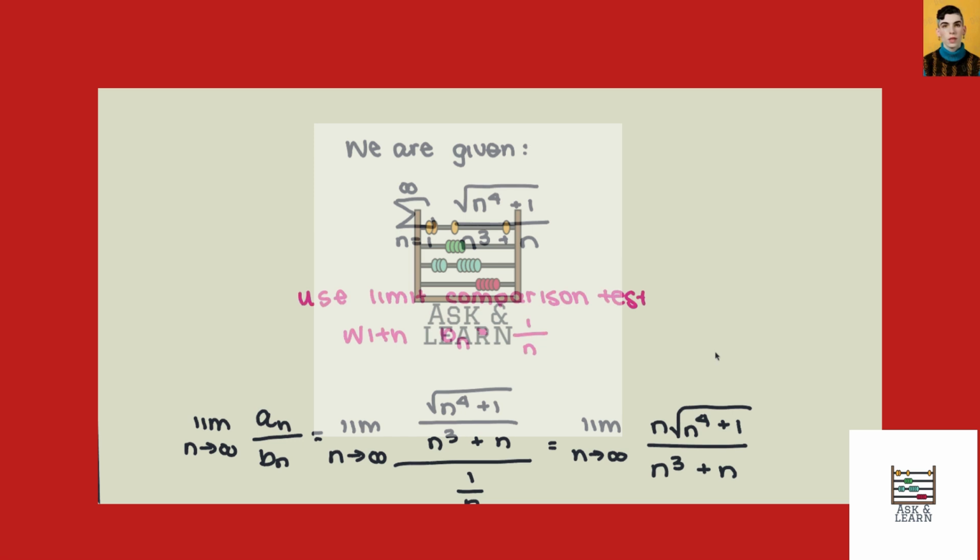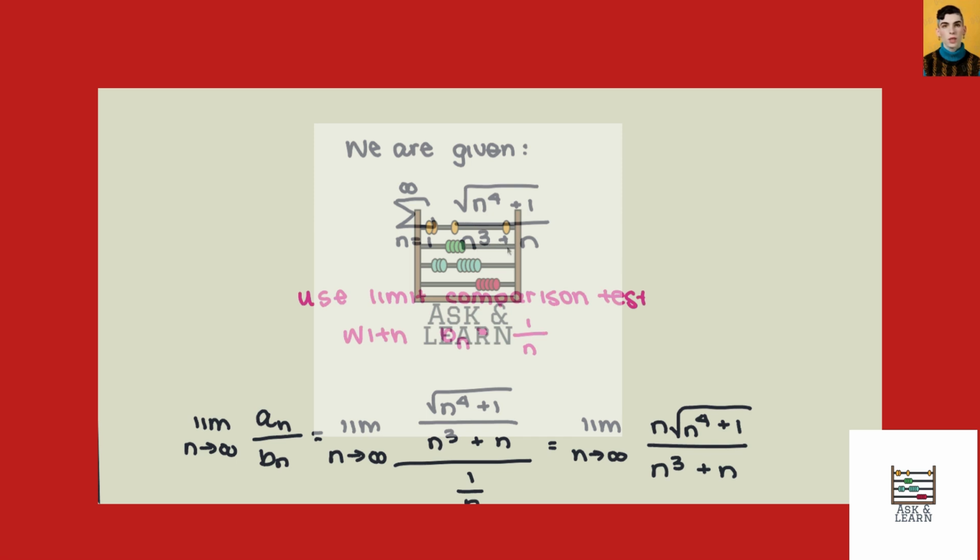In this problem, we have to determine the convergence or divergence of a series. And specifically, we have to determine the test to use. We're not told the test to use. So let's first start out with what we're given. We're given the series from n equals 1 to infinity of the square root of n to the fourth plus 1, all over n cubed plus n.